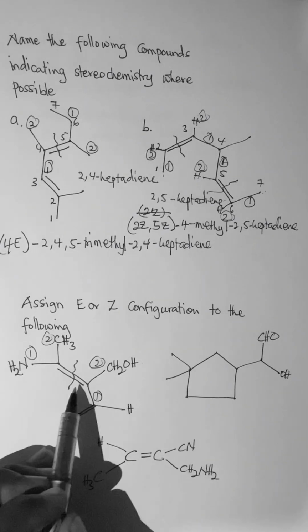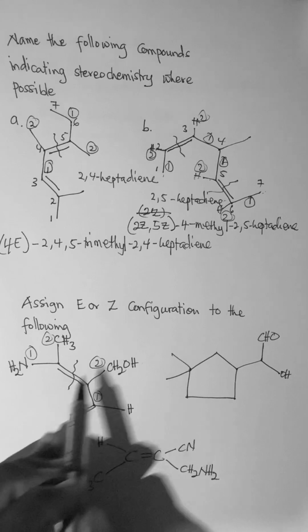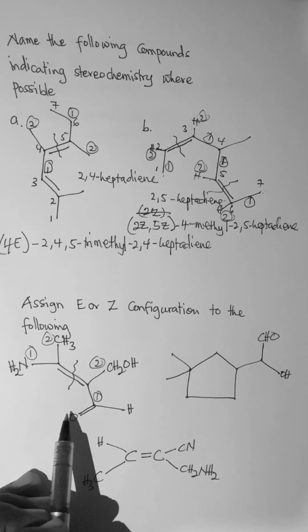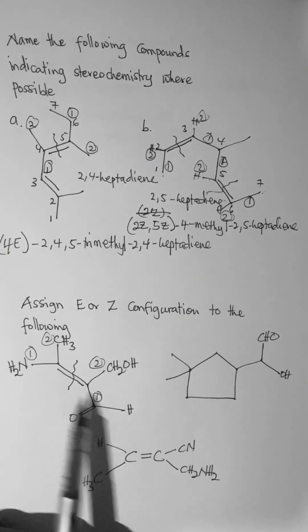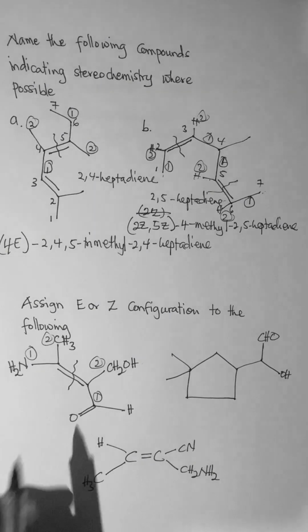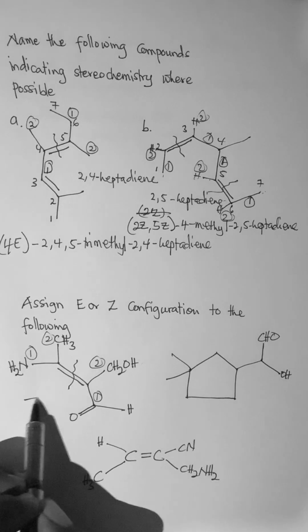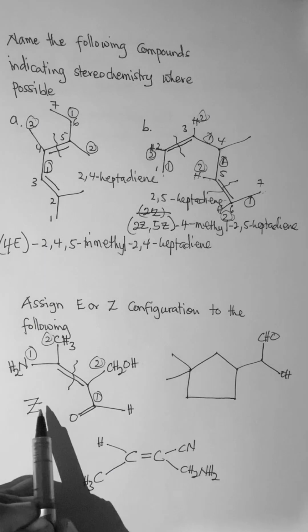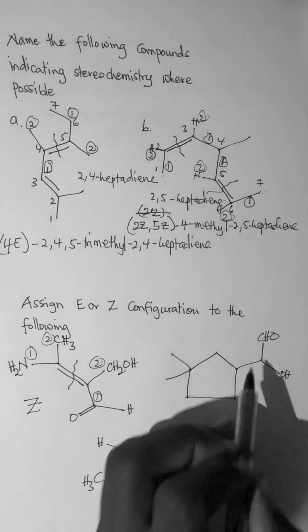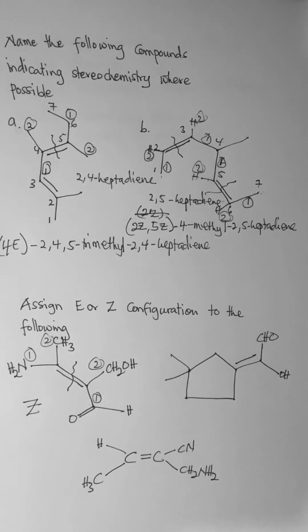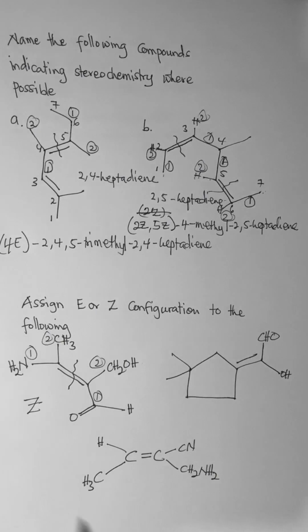So in this case, you can see that the 1s are on one side, and then the 2s are also on the other side of the double bond. So this is a cis molecule. So this is a Z. So the configuration of this molecule is Z because it's a cis. Now let's come to this molecule. So this is a cis.